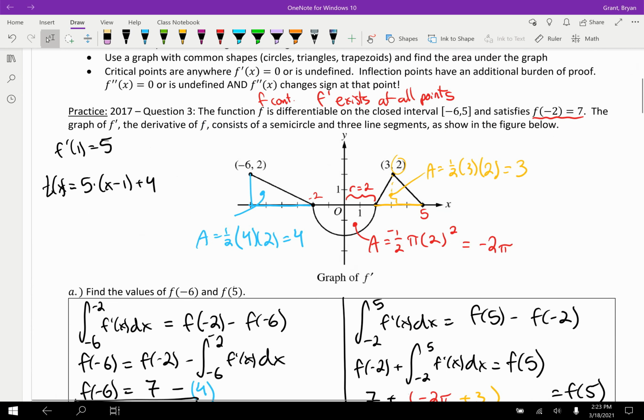Well, looking up at our graph here, I'm going to erase some of these calculations because they might get in the way later on. I'll keep the areas. We might want those, but I think everything else can go. Where is f prime equal to 0?